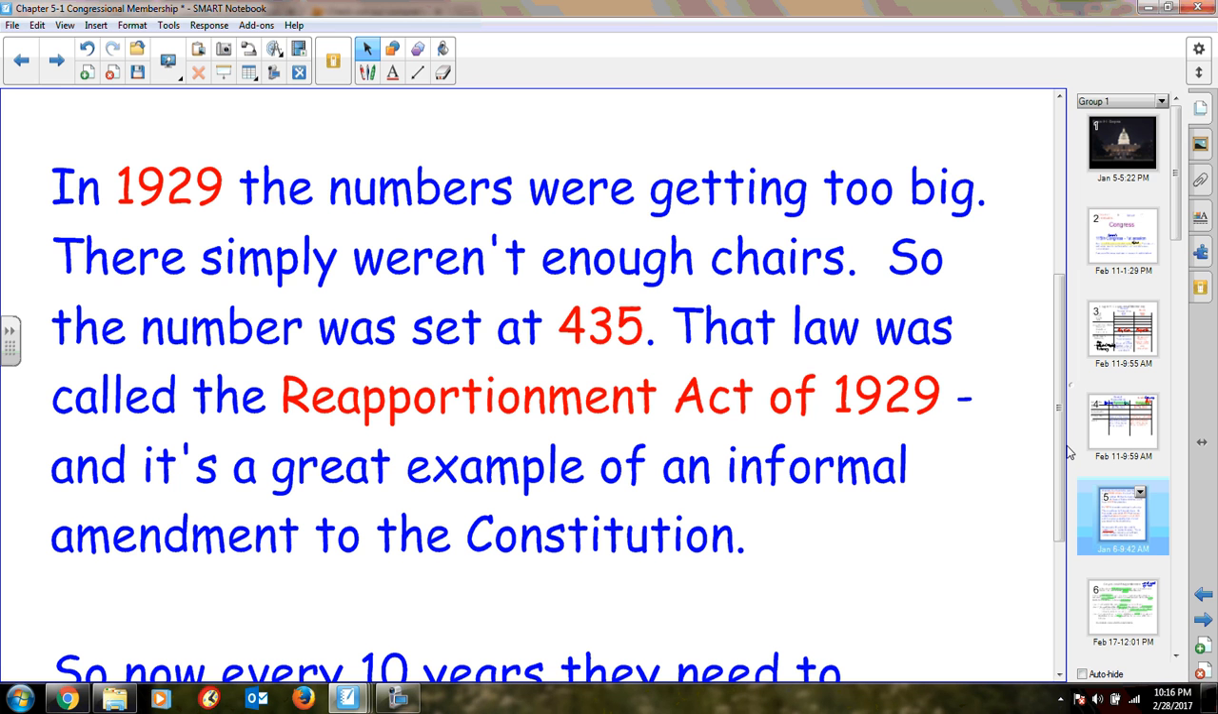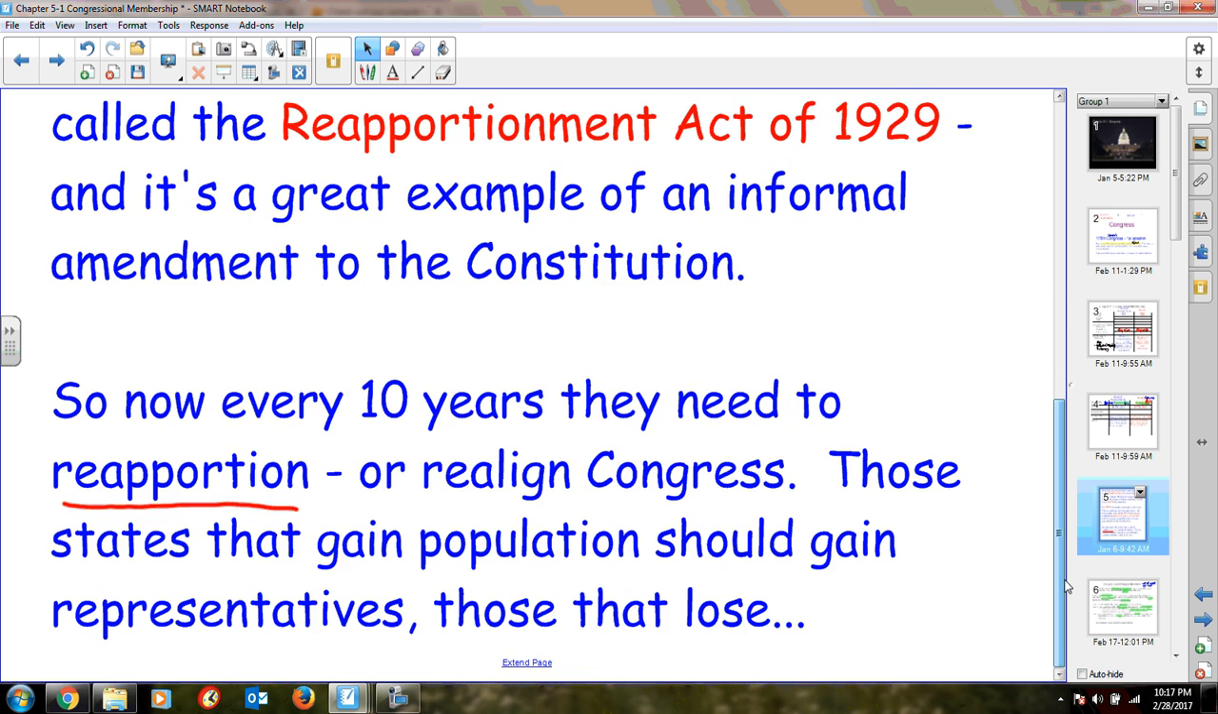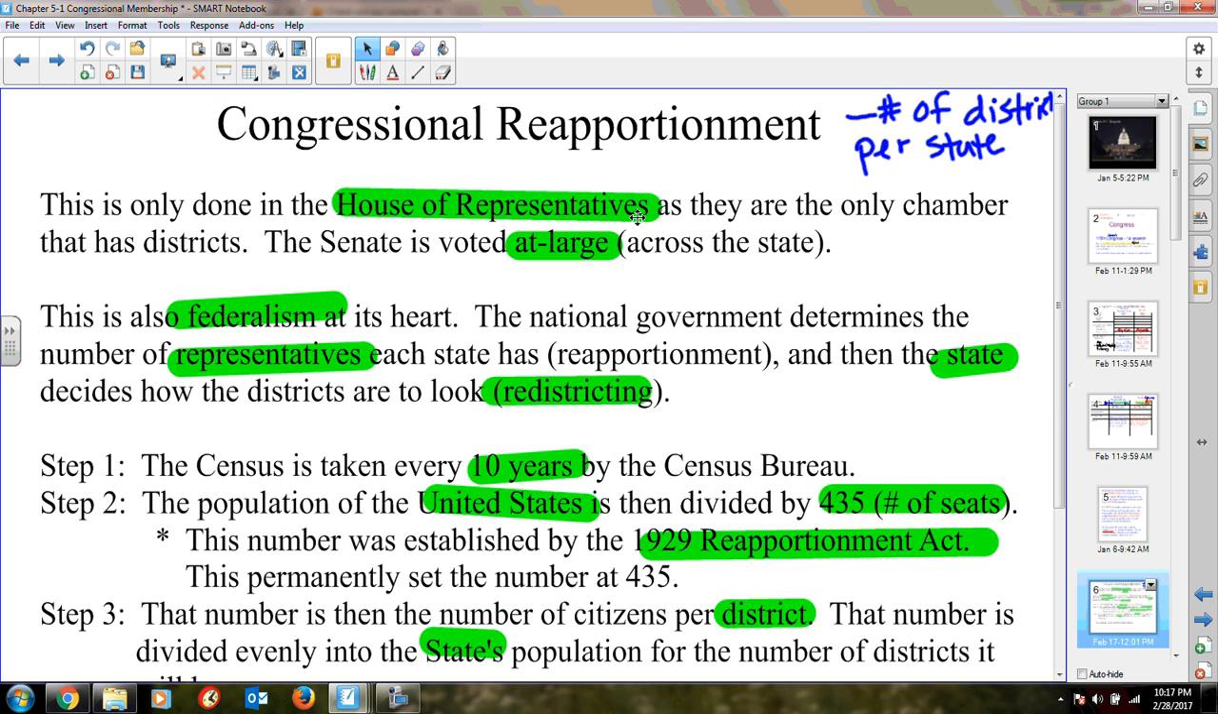The Senate has 100 members. If we ever add a state, let's say Puerto Rico decides to join the Union, they will get their 2 senators and we would go to 102 senators. But the number of 435 would not change. So every 10 years, we do what is called a reapportionment or a realignment in Congress. We take those 435 members and we shuffle them. Those that gain population will gain of that 435, and those that lose population will have seats taken away from them.